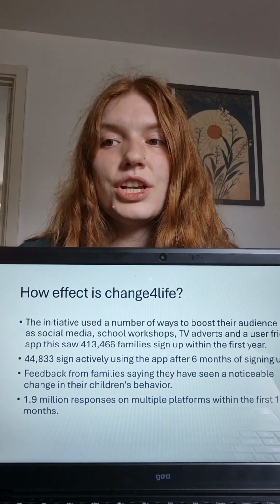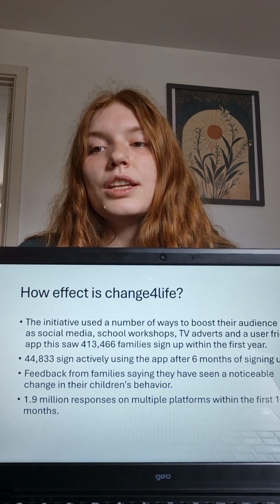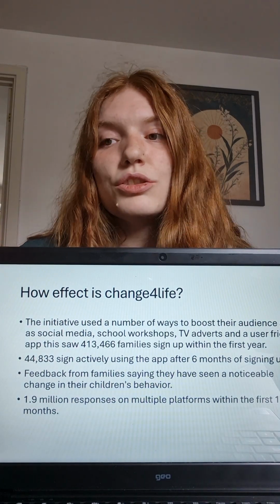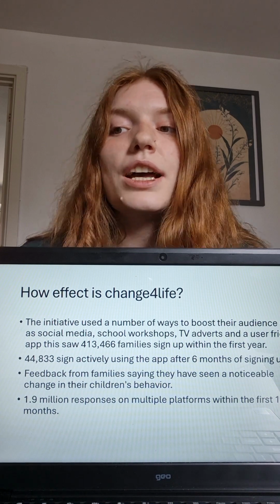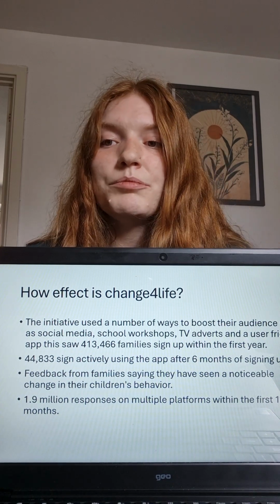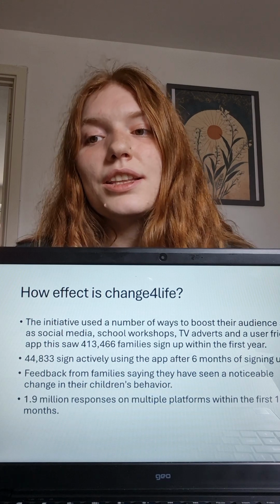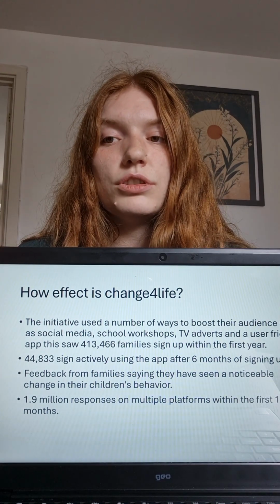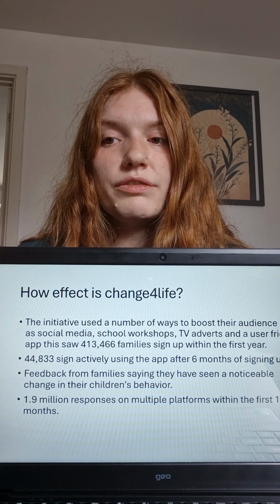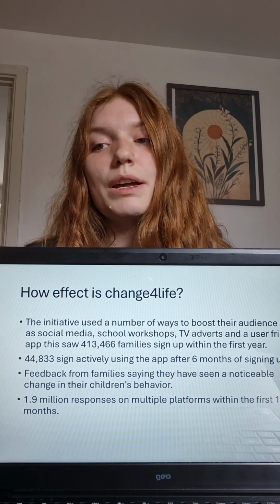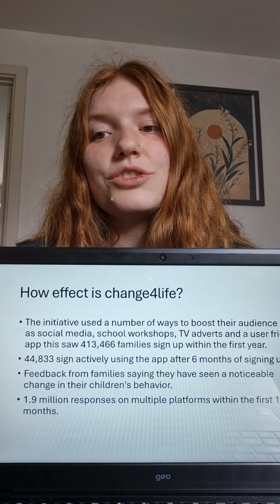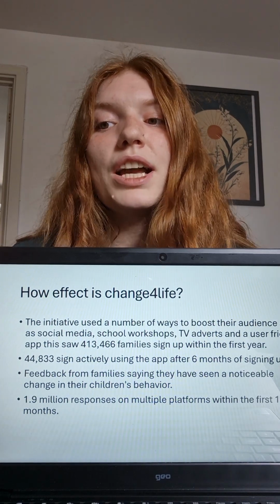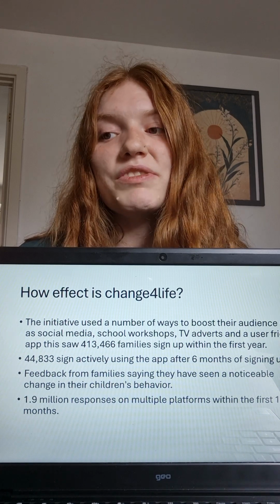How effective is Change4Life? The initiative used a number of ways to boost their audience, such as social media, school workshops, TV adverts, and a user-friendly app. By doing this, it saw 413,466 families sign up within the first year, with 44,000 of them actively still using the app 6 months into signing up.